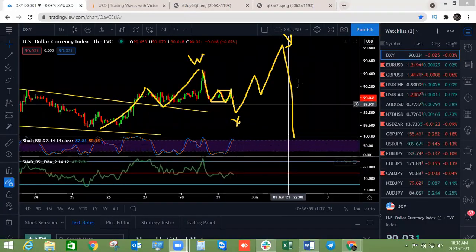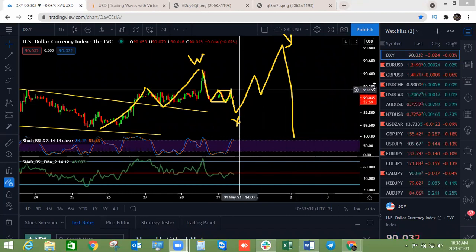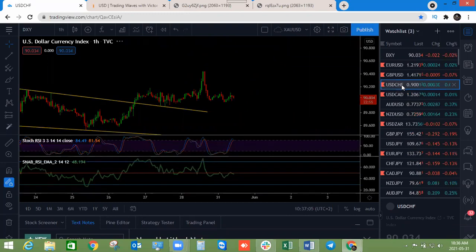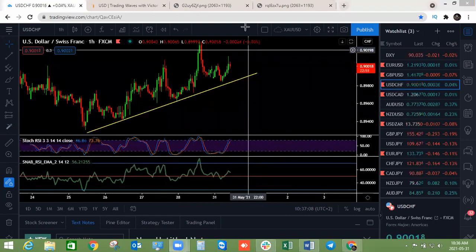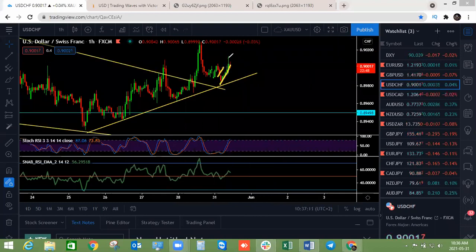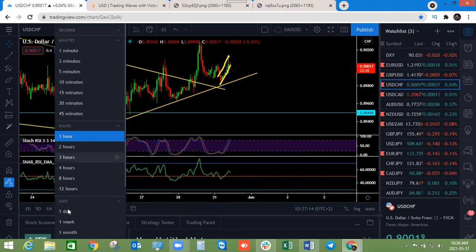So that is the DXY, and similarly, the euro can also play out that way. Right, let's go through the rest here. US dollar CHF should track the DXY. We will be looking for this to continue to the downside. But if you look at this on the 4 hour, there's very strong divergence on US dollar CHF.